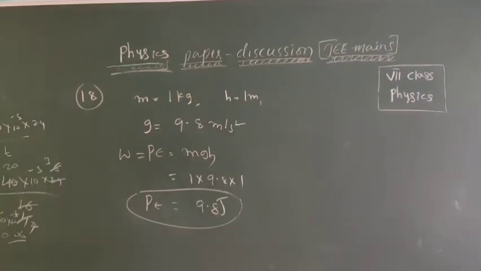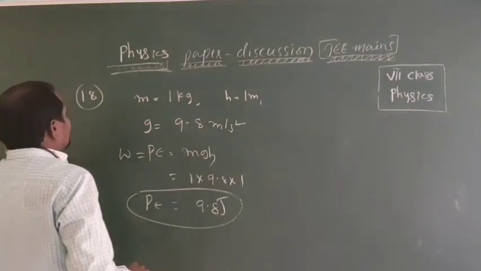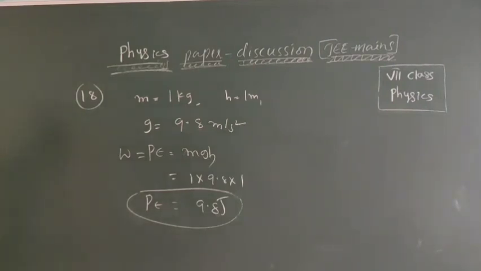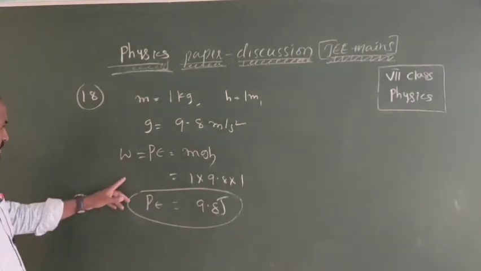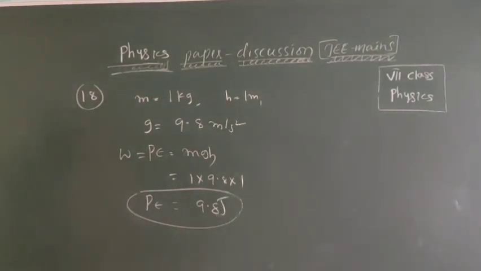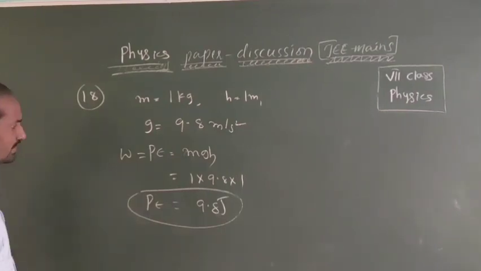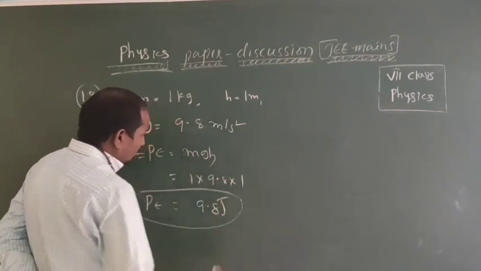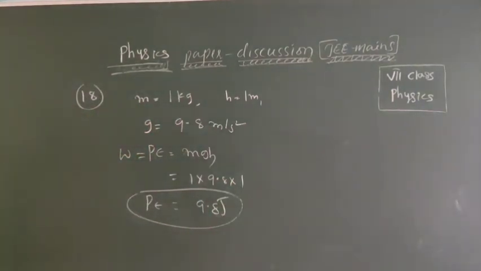Question number 18. A body of mass equal to 1 kg, height equal to 1 meter, g equal to 9.8 meter per second square. Just find the work done. So work done equal to potential energy, that equal to mgh. Mass equal to 1 into g equal to 9.8 into 1, that equal to 9.8 joules.